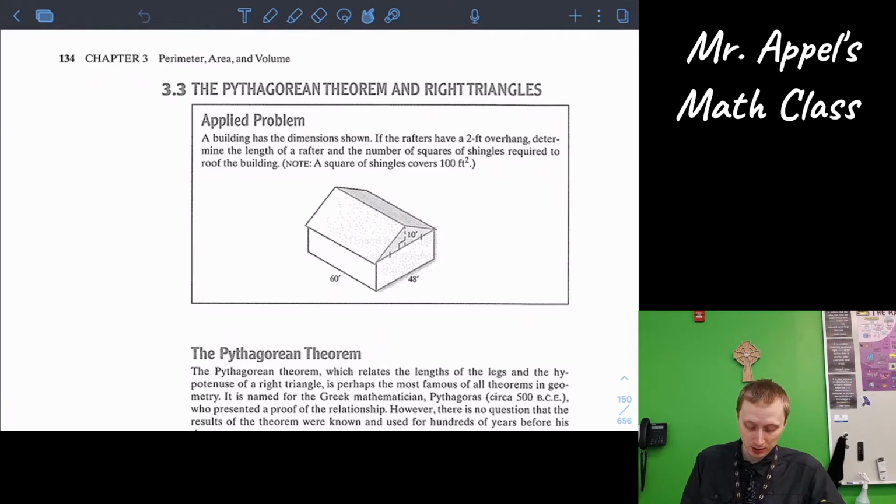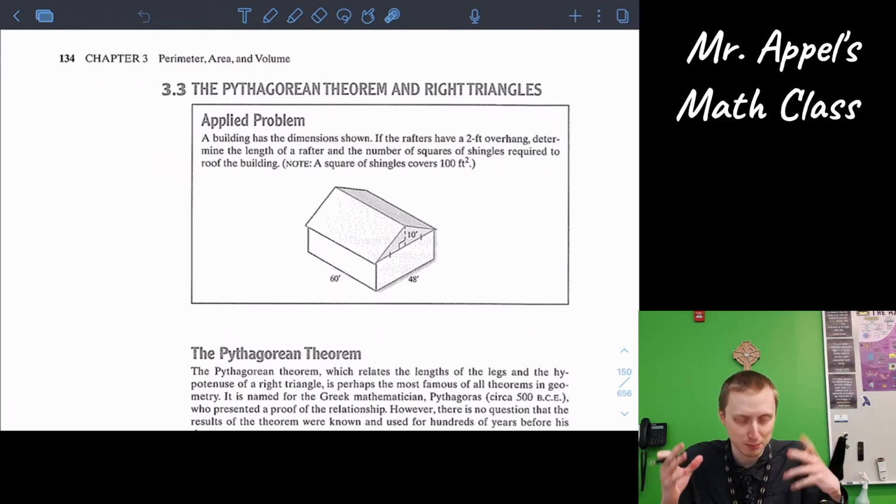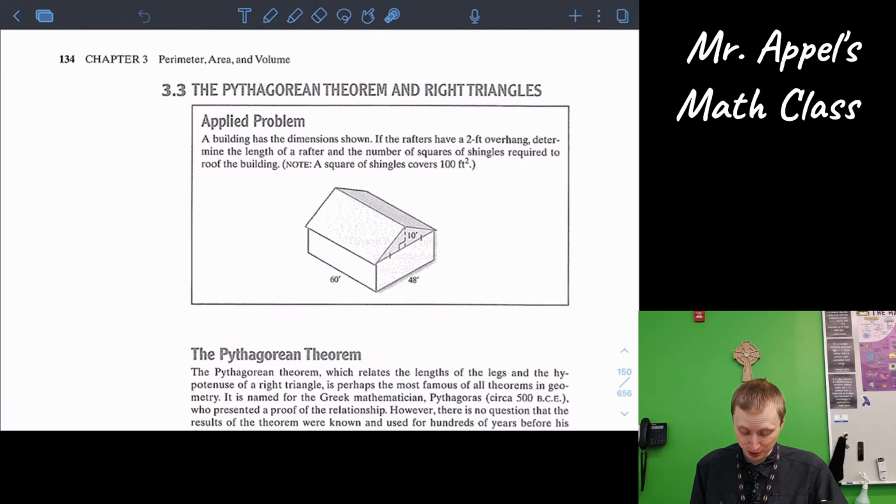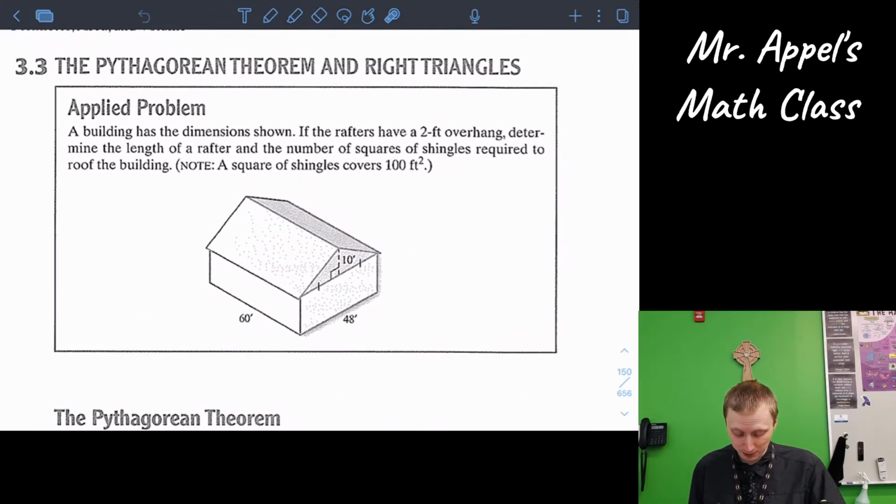Today we are covering section 3.3, the Pythagorean Theorem and right triangles, possibly one of the most important, most broadly applicable topics in everyday scenarios. Right triangles are everywhere. Anytime you want to build something, right triangles are involved, such as this guy, right?